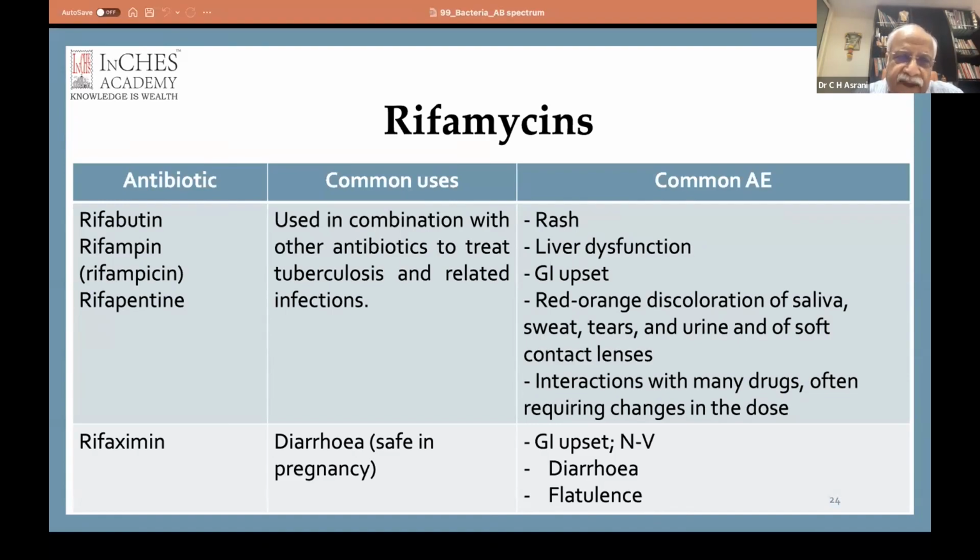Then we have rifaximin for diarrhea. This drug is hardly absorbed. It only acts in the gut. That is why it is safe in pregnancy and safe in lactation. Side effects are GI upset, nausea, vomiting, diarrhea, and flatulence.